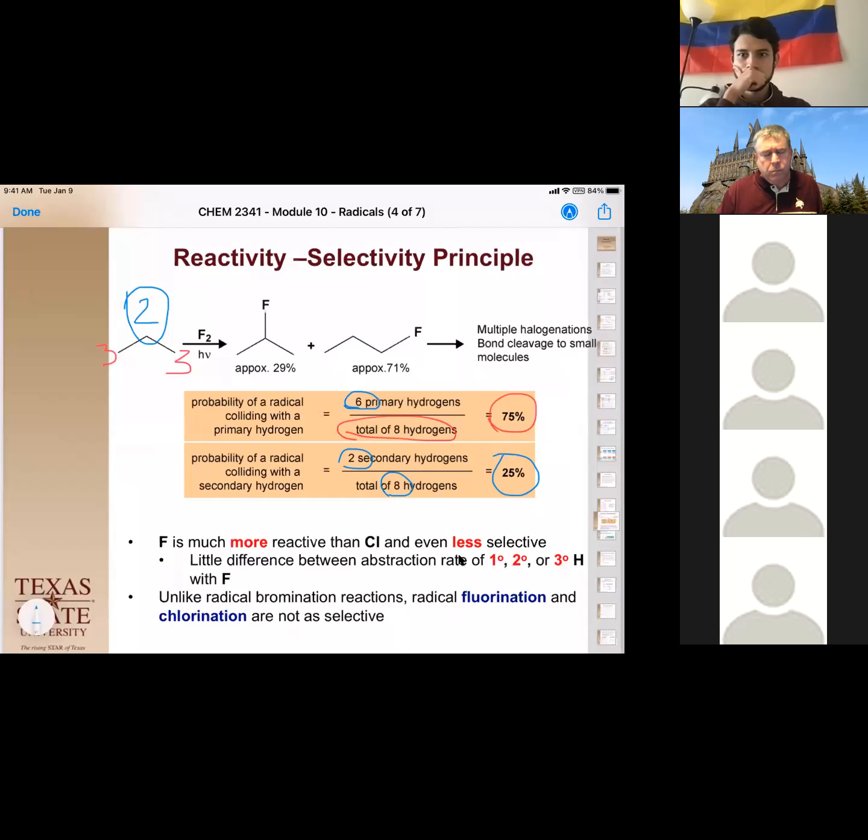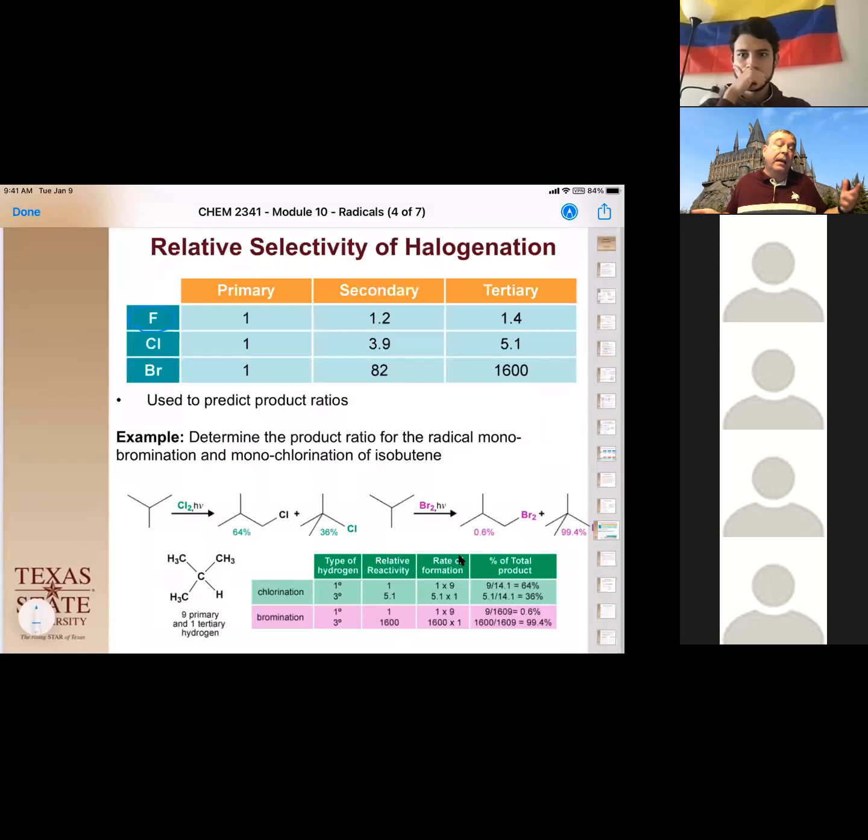Okay, so how does that apply to chlorine? Okay, well, it turns out each of the halogens, because of that activation energy, has a certain relative selectivity for halogenation. So for fluorine right here, if we take everything as primary is 1, so we're just being able to do a relative selectivity there, secondary is 1.2.